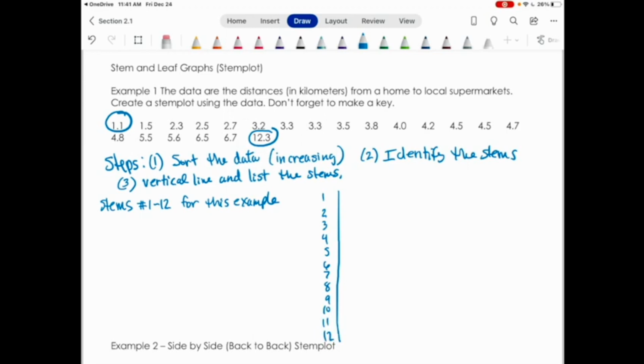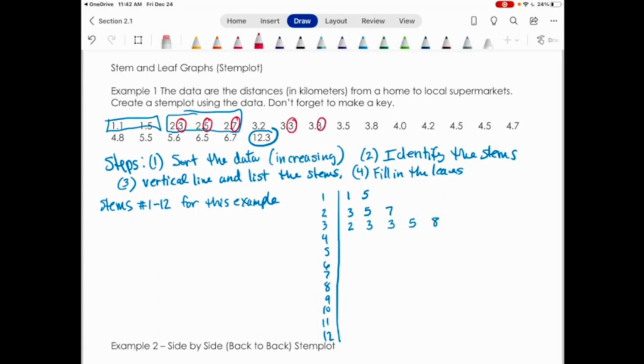All right, now the next step, step 4, is to fill in your leaves. Okay, so this is another reason why it's very handy to have your data values in order, because now I can identify everything that's going to fall under the 1 categories. When I look at 1.1 and 1.5, my leaves for 1 are going to be 1 and 5, because those are my last digits. For my stem of 2, I'm going to have 3, 5, and 7, because these are my digits on the right. Okay, now I'm going to look at 3. For 3, my leaves are going to be 2, 3, 3, 5, and 8.